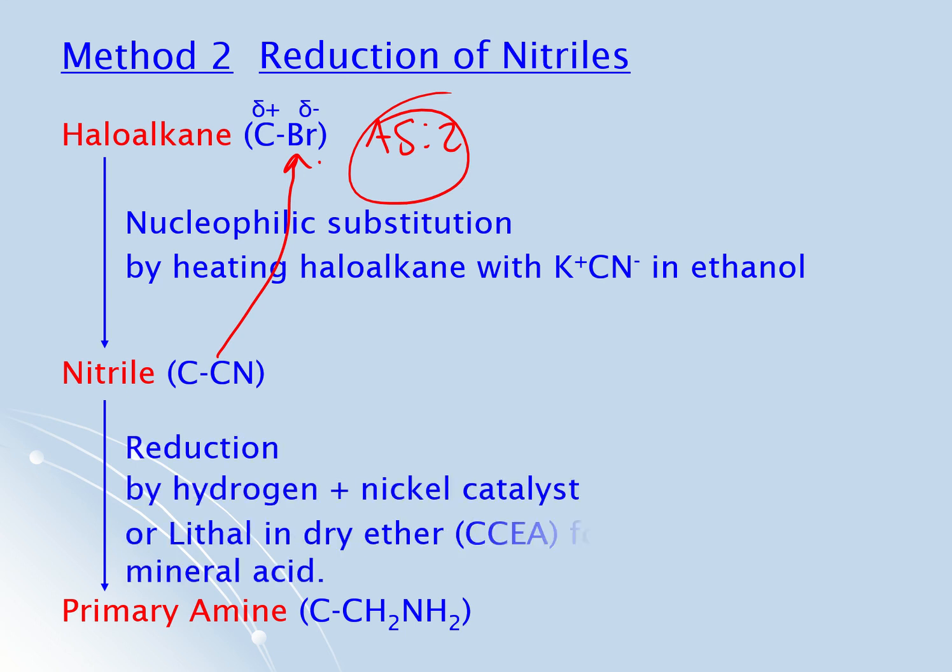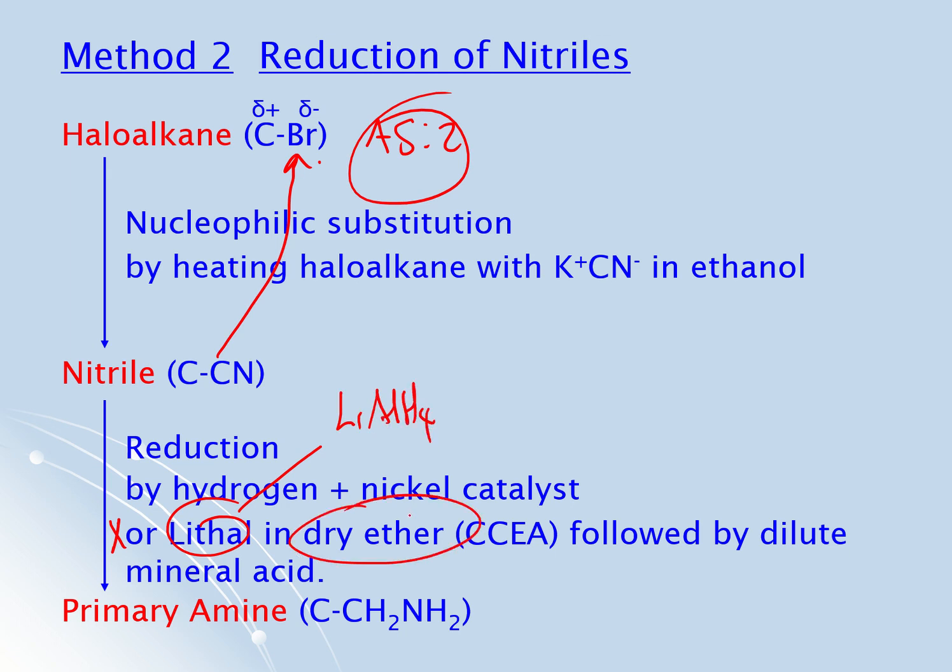Now there's a few ways of reducing it. You can use hydrogen with a nickel catalyst. The one that's on the specification is this compound called LiAlH4. Now we've met LiAlH4 before. It is done in dry ether because LiAlH4 reacts violently with water, and it is followed by the addition of dilute mineral acid, so dilute hydrochloric acid or dilute sulfuric acid would be two that you could choose, and this is followed by, not with or at the same time as. So just watch your wording there. And it has to be in dry ether. Don't just say LiAlH4, please, and certainly don't say LiAlH4 in water.